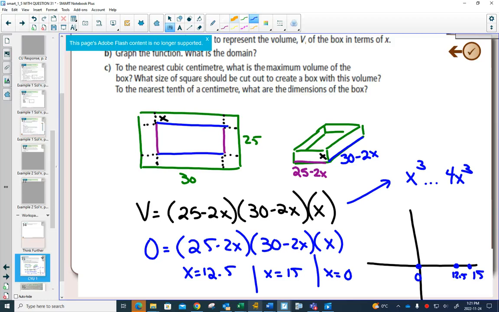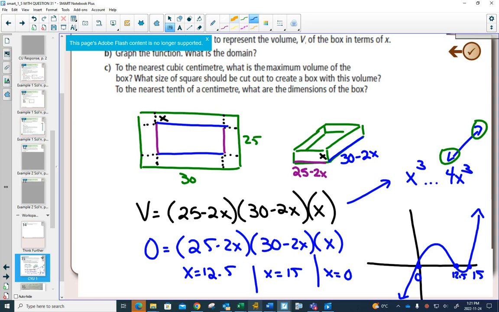An x cubed graph is an odd graph. Its end behavior is going to act like a line. So because we know it's a positive x cubed graph, we know that its end behavior will act like a line. So now when we go to graph this, we know that it starts down here and ends up here.